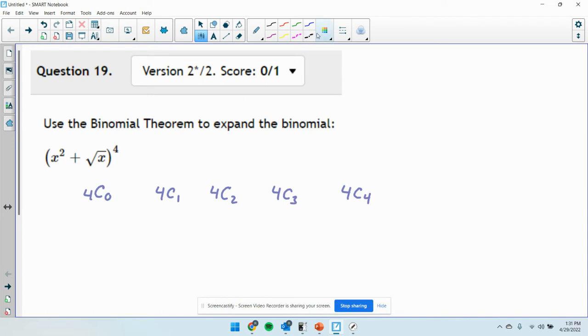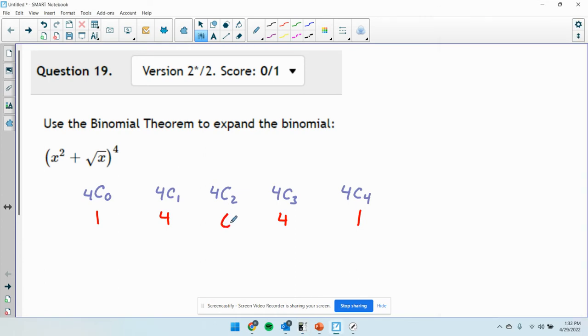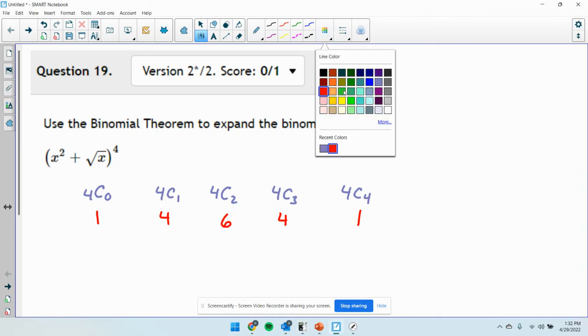So this is going to give me coefficients of 1, 4. This is 4. This is 1. I'll figure out this one in just a second. This is off the top of my head. I'm drawing a blank. 4 choose 2 is 6. There we go. So those are my coefficients.